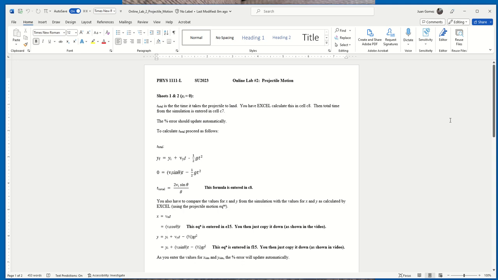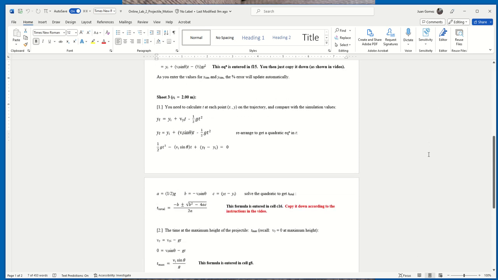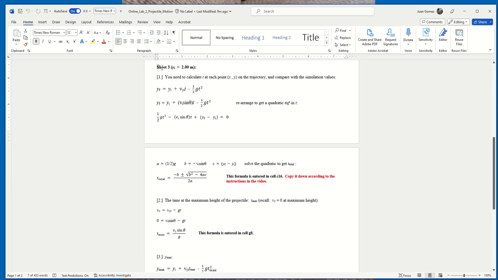Greetings, everybody. This is the first of the 3 videos that hopefully will explain how you will do lab number 2, which is projectile motion. I'm going to post a sheet of equations, and notice that these are the equations that apply to sheets 1 and 2, and down here are the equations that apply for sheet 3.